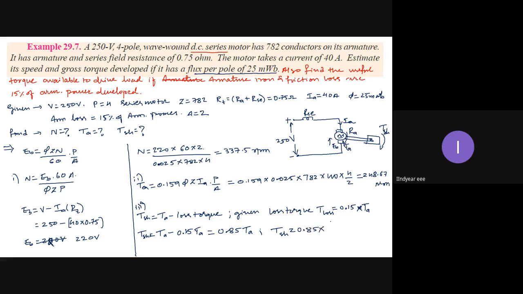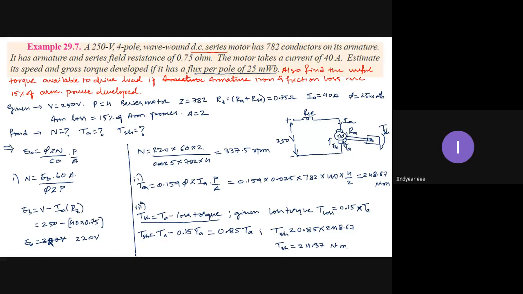So TSH equals 0.85 into 248.67, equals 211.37 Newton meter. Did you understand this point? Yes, sir. If you go back and calculate power, you will also get the same torque.